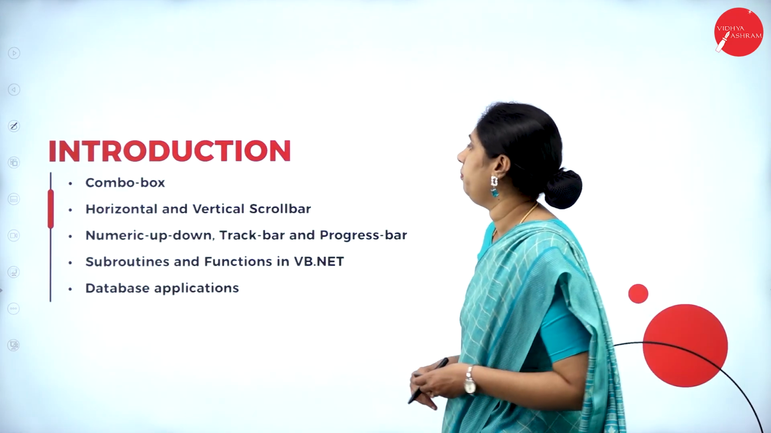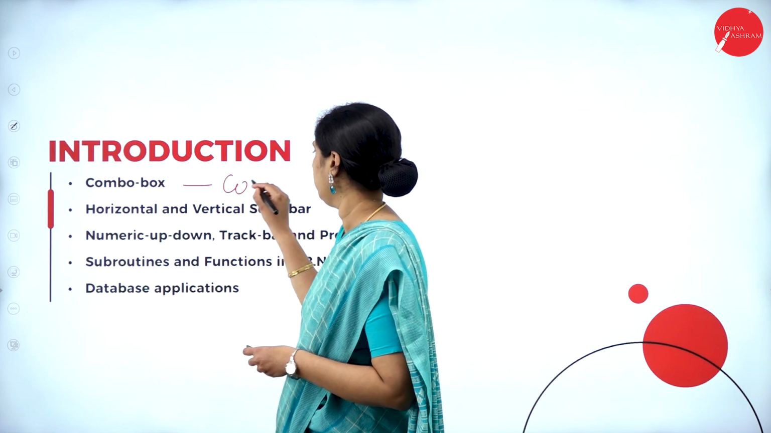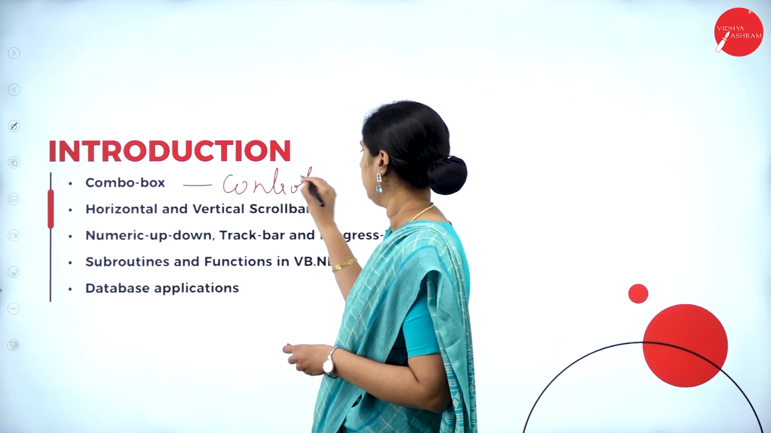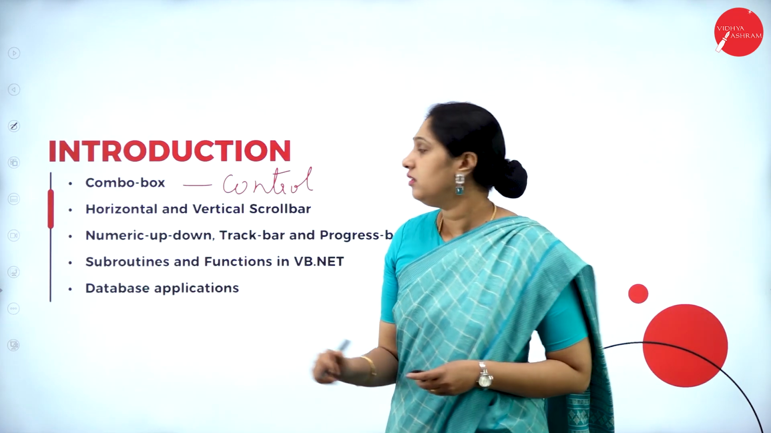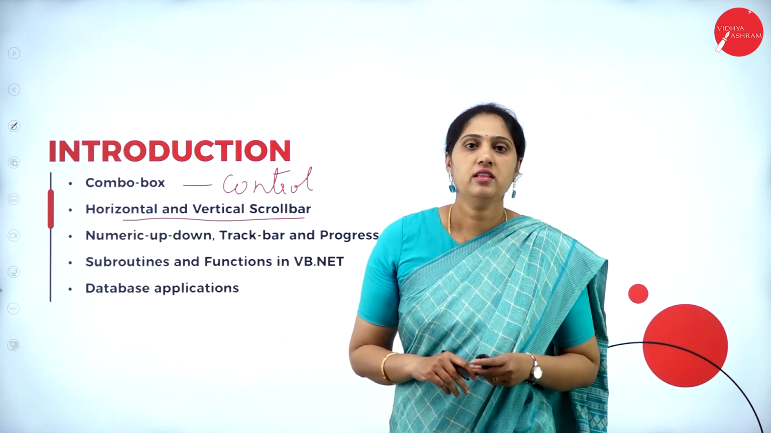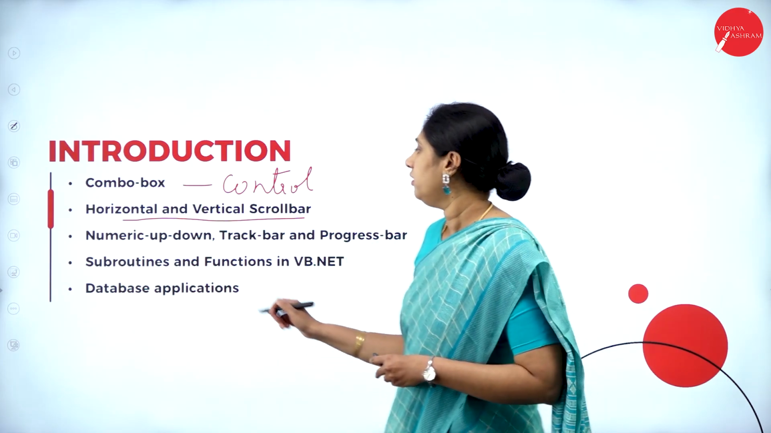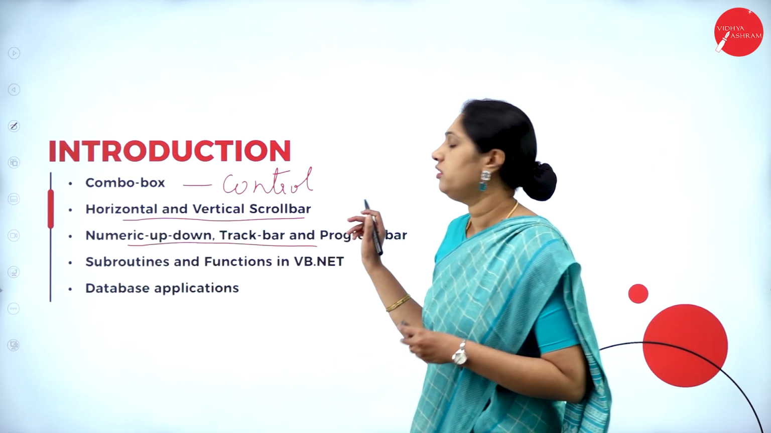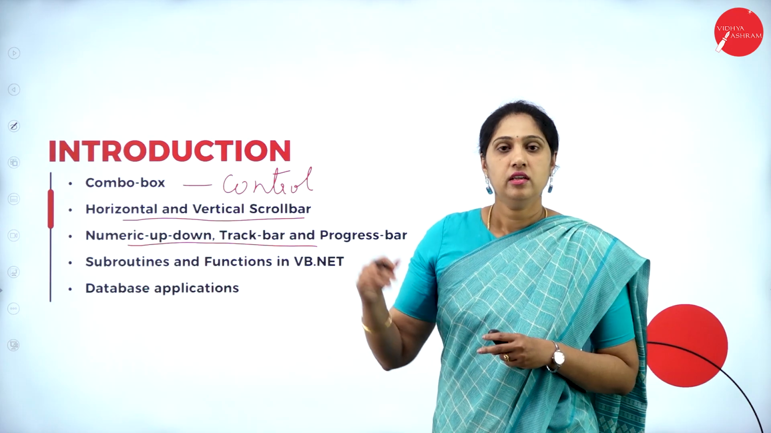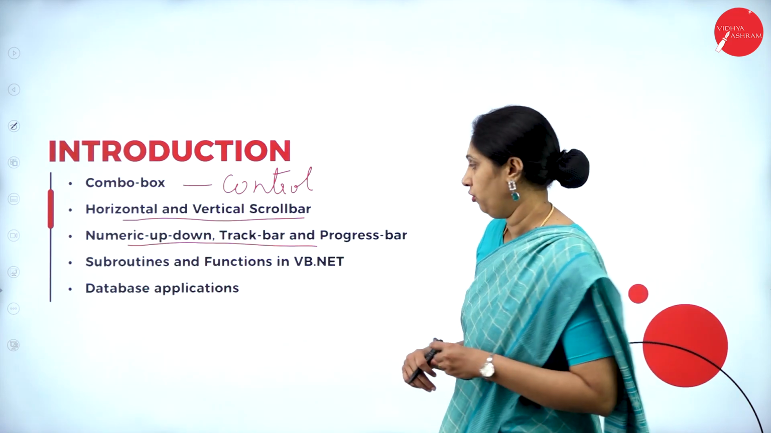The very first topic is the combo box. It is also a control. Next is the horizontal and vertical scroll bar. We will be discussing what each one is and the syntax to be used. Then the numeric up and down, track bar, and progress bar. These are available when we install Visual Studio.